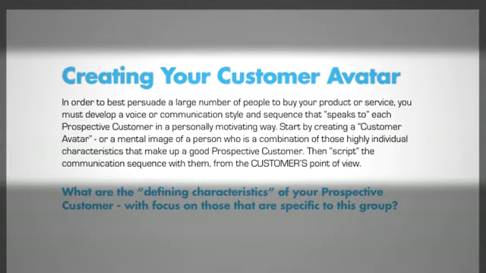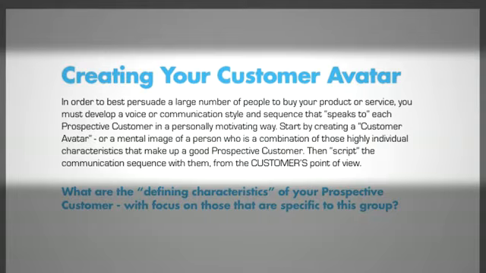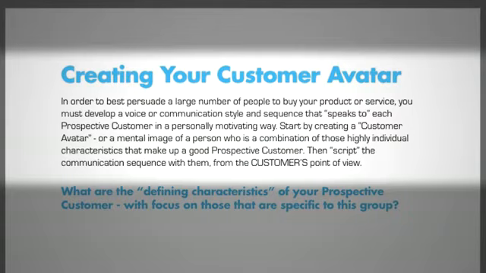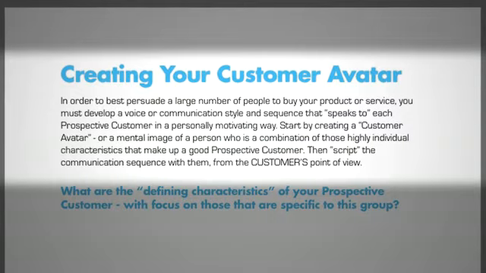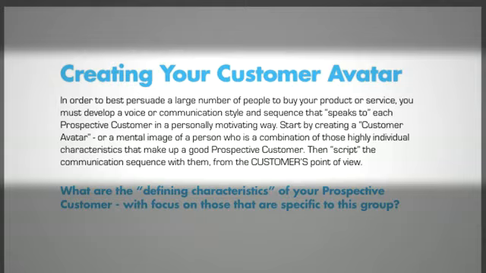Start by creating a customer avatar or a mental image of a person who is a combination of those highly individual characteristics that make up a good prospective customer. Then script the communication sequence with them from the customer's point of view. Again, from their point of view, not from yours. So answer these 3 questions to complete this exercise.